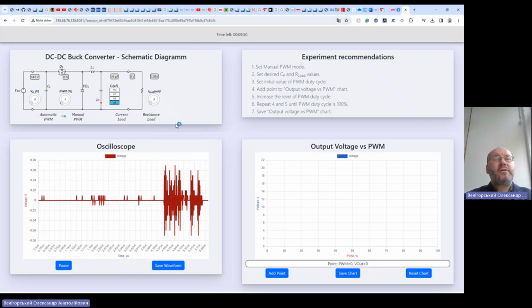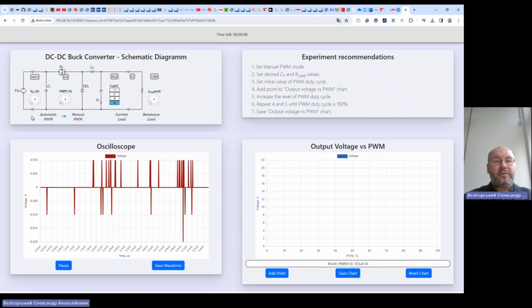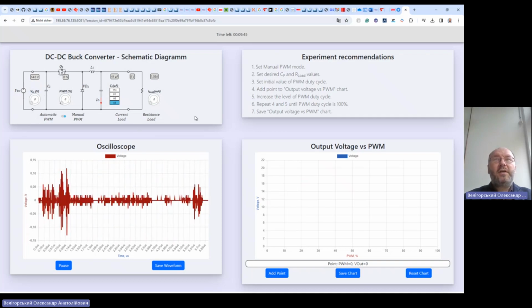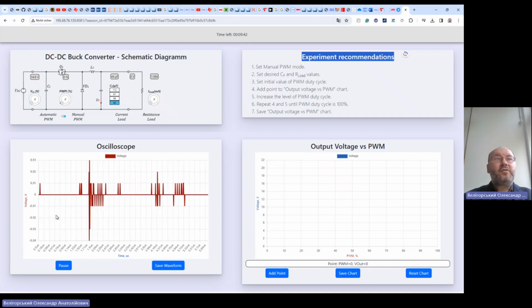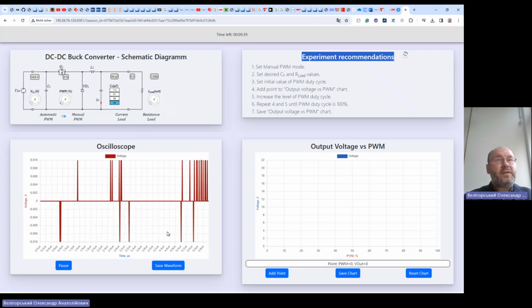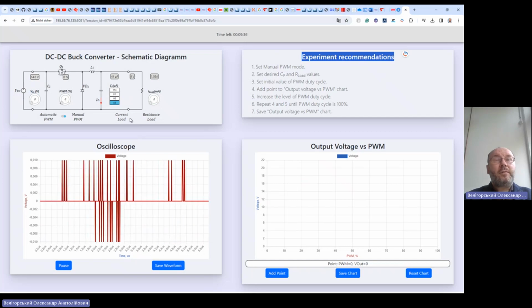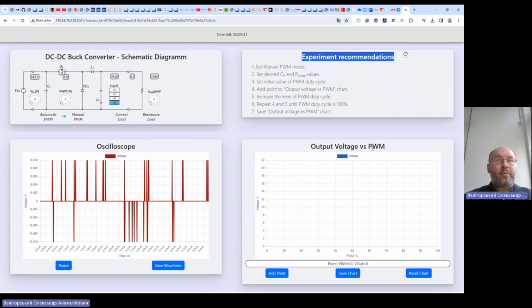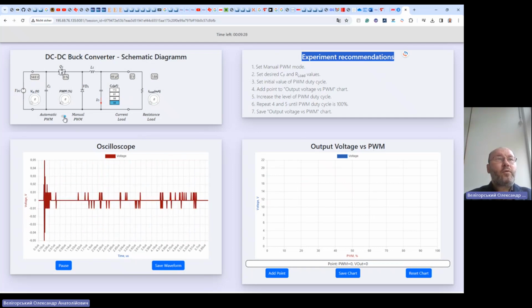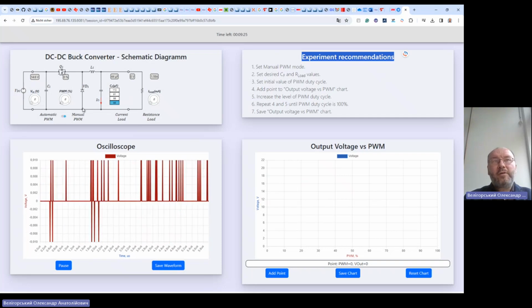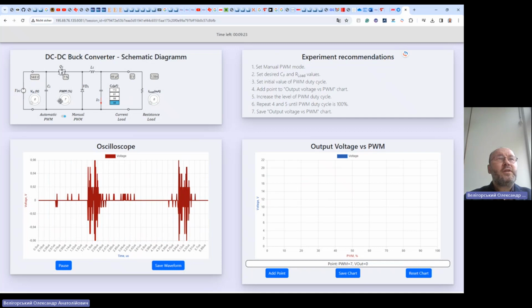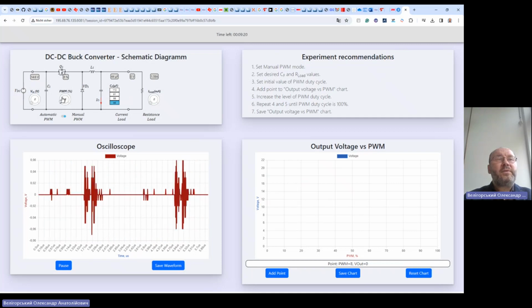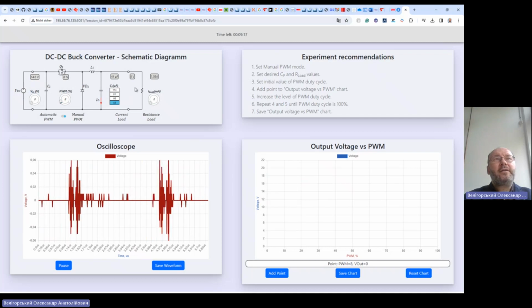Here you can see the control elements and schematic diagram of the converter that developed in the project, the recommendation for the student, the oscilloscope for the visualization of the data on the load, and also chart for output voltage versus PWM control signal. The control works in two modes, automatic and manual mode. And for example, in manual mode, user can set the PWM level of the control signal and see the exact value of the output voltage and add this point to the chart.